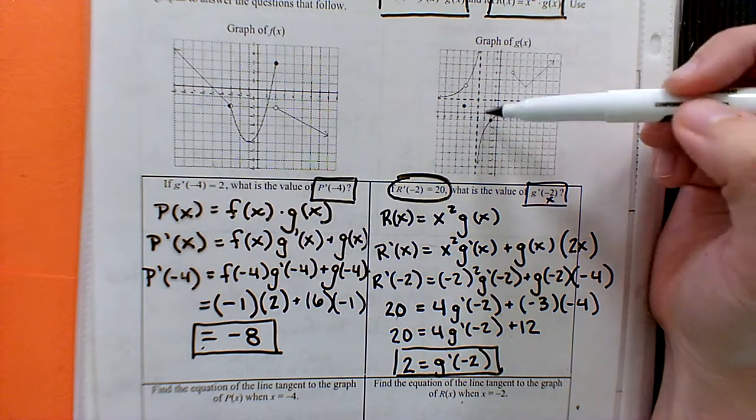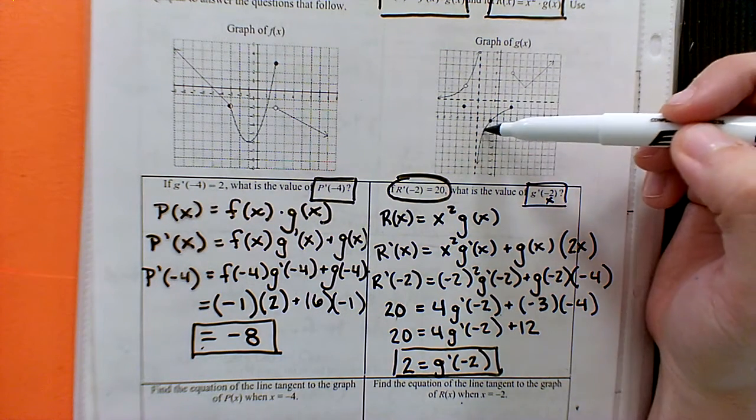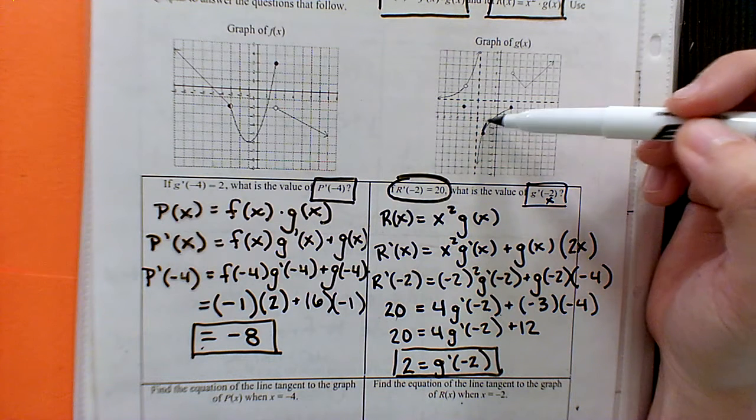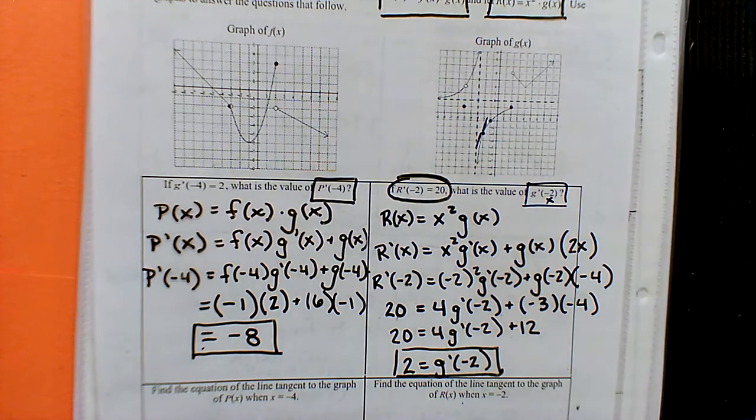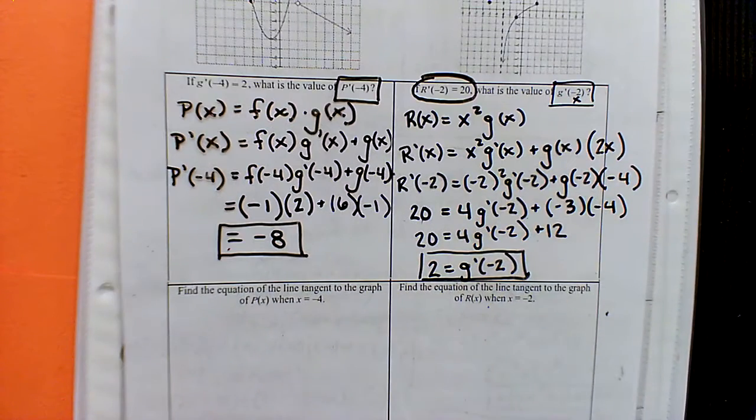So if you were to plot a point there and roughly draw a tangent line, it'd be a slope of 2. Looks about right if you were to check your work. Okay, we doing okay? All right, let's check out the bottom ones.